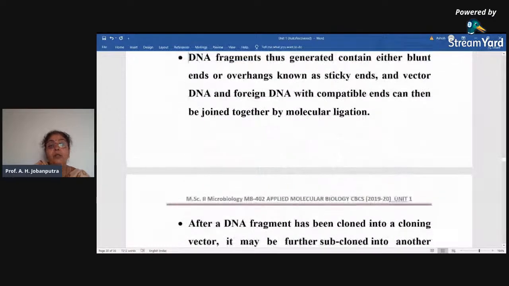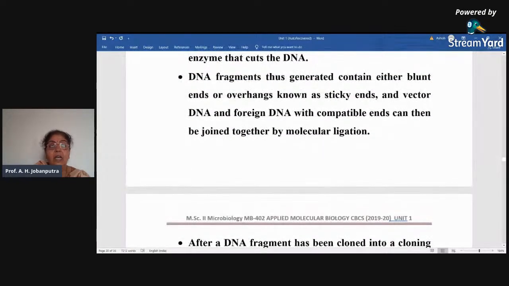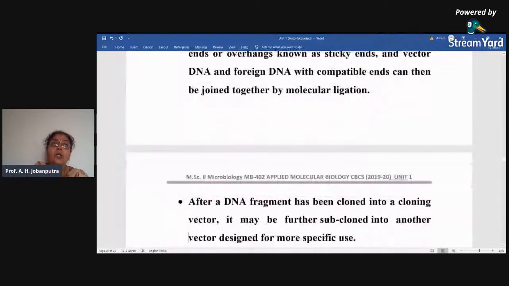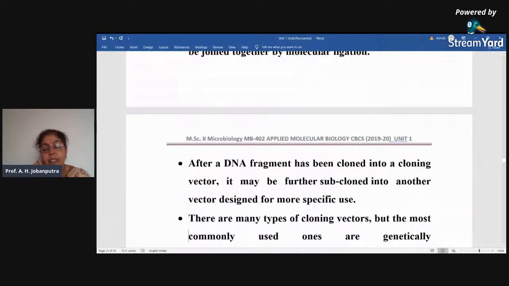Then it should be able to generate, usually sticky ends are expected, but it can also generate blunt ends, which can be converted into sticky ends. So that is also possible, so that we can use the DNA ligase to seal the two DNA fragments by enzyme ligase, or formation of phosphodiester bond.